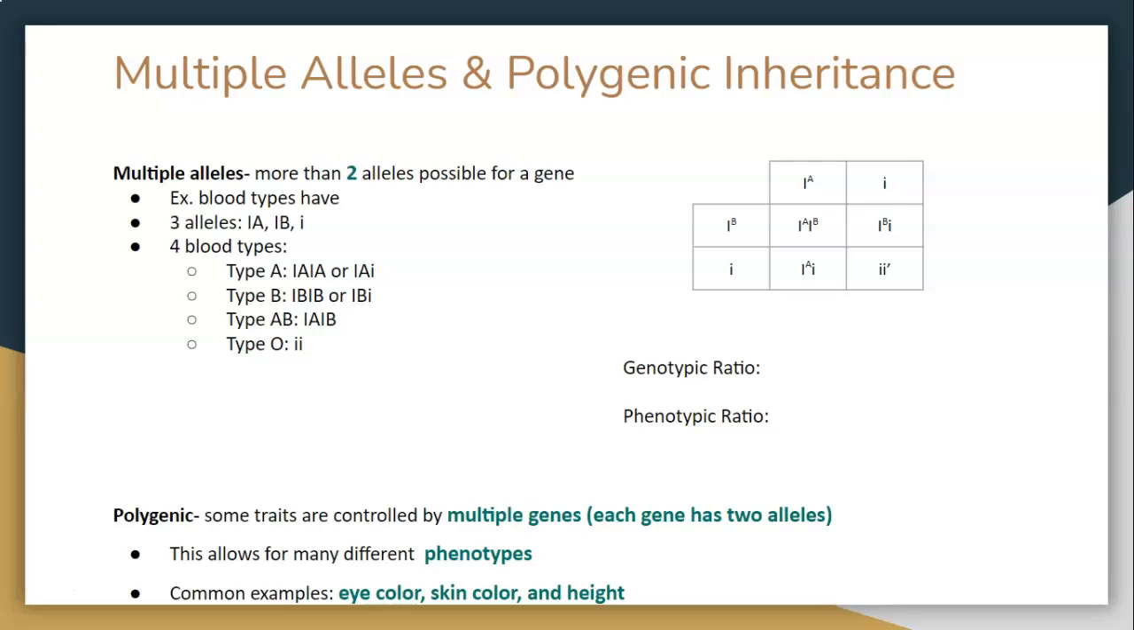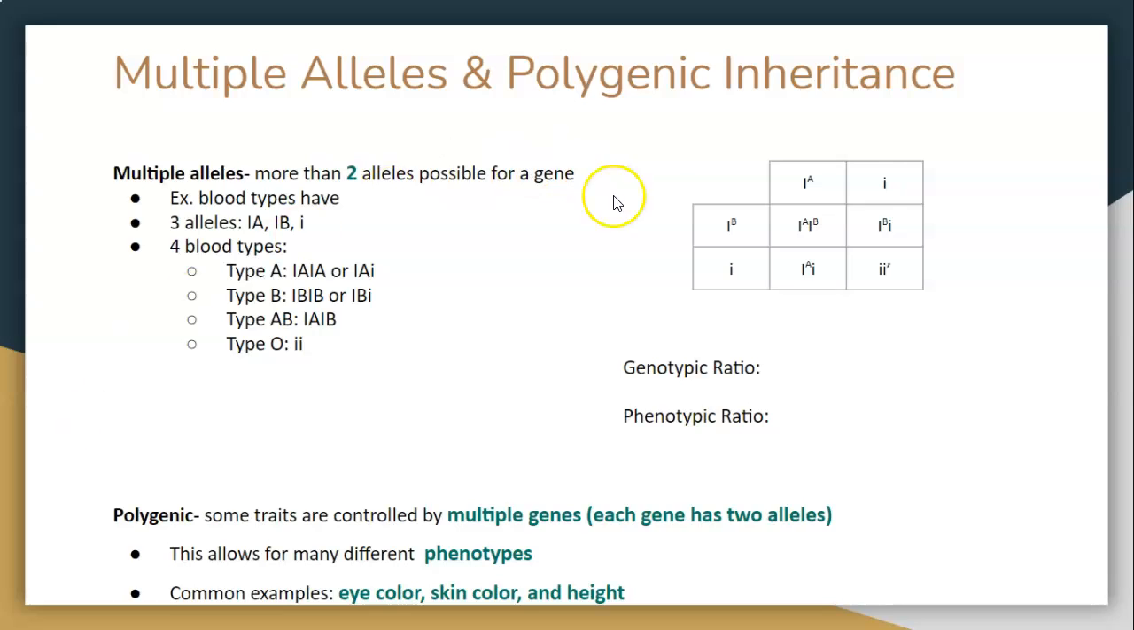Two additional types of non-Mendelian inheritance are multiple alleles and polygenic inheritance. Multiple alleles is just the idea that two or more alleles are possible for a gene. And what this means is that you could have multiple alleles that code for the same gene. An example of this is blood types. Blood types have three alleles, IA, IB, and lowercase i, and with those three alleles, you can make four different blood types. And those are listed in the bullet points below.